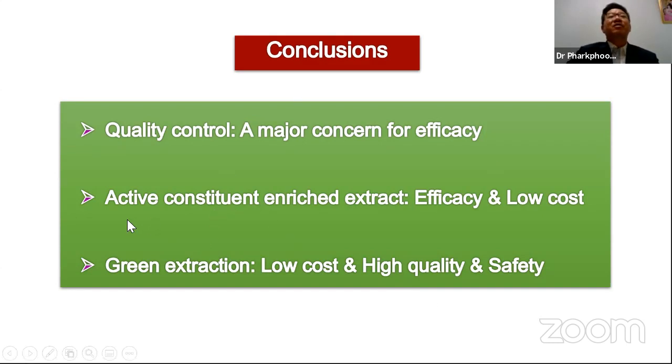I would like to introduce a kind of extract in the form of active constituent extract, because it can increase the efficacy and it also can reduce the cost of production when you compare with the pure compound. And also the green extraction method is very practical for commercialization, because it is low cost production, high quality extract, and it is also safe for human beings and the environment.